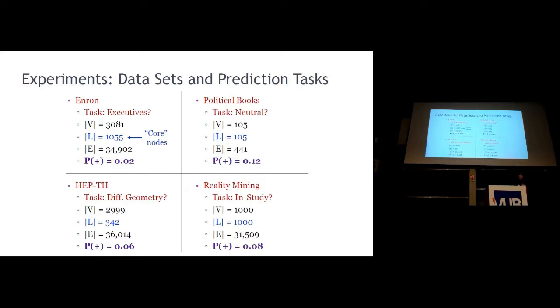E is the number of edges that I have observed, the number of emails that have been sent between these 3,081 email accounts. Among the L nodes, so among the 1,055 email accounts that I have labeled, whether they're executive or not, only 0.02 of them are executives.